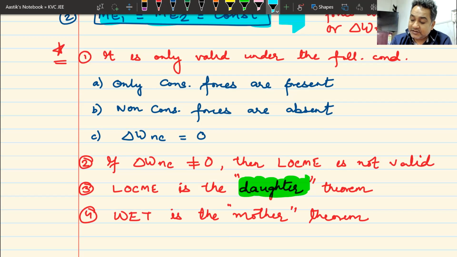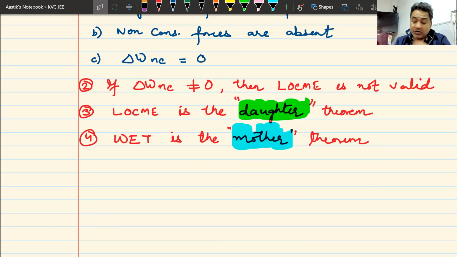The work energy theorem, the blue one, is the mother theorem. The mother gives birth to a daughter, not the other way around. The daughter does not give birth to a mother, not till now. So the work energy theorem is the mother theorem. LOCME is the daughter theorem.